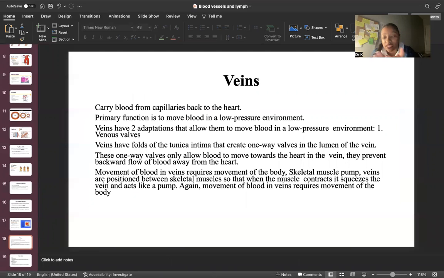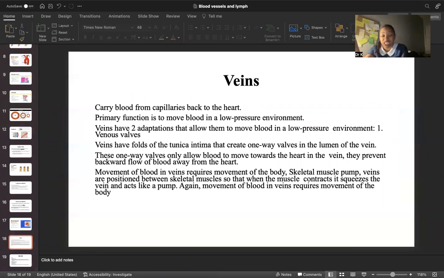Okay, and these are just more information about the veins specifically. We talked about the arteries earlier, but the veins are going to be the ones that carry blood from capillaries back to the heart, right? This is where the connection ended when we were talking about it earlier today, right?